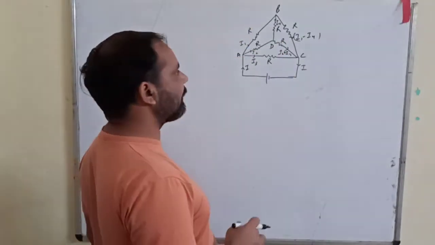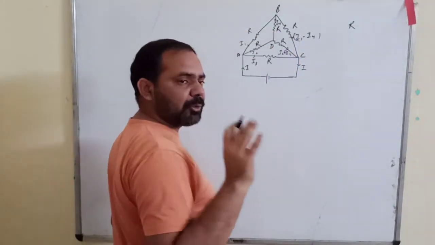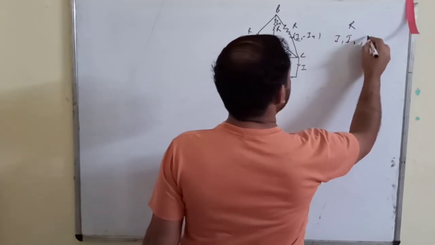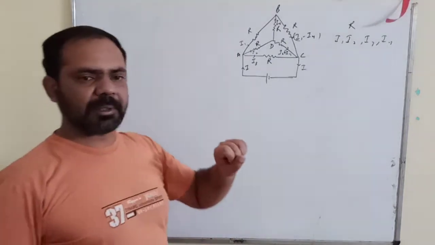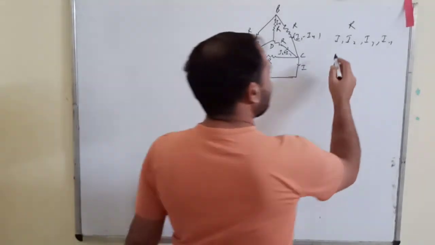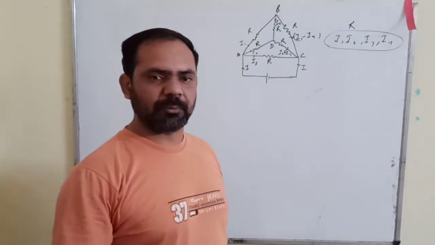Now how many variables do you have? You have R. This R is your variable which you need to find. Other than that, you have I1, I2, I3, I4. You have 4 variables in the form of current. Now how many equations do you need to solve them? To solve these 4 values of electric current, you need at least 4 equations.